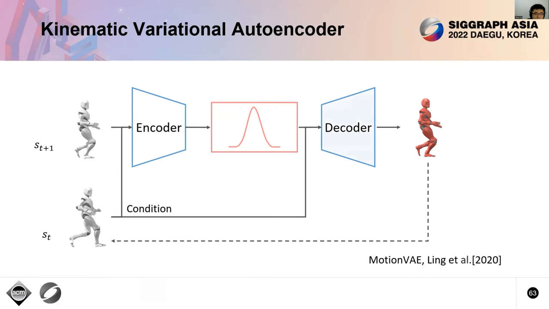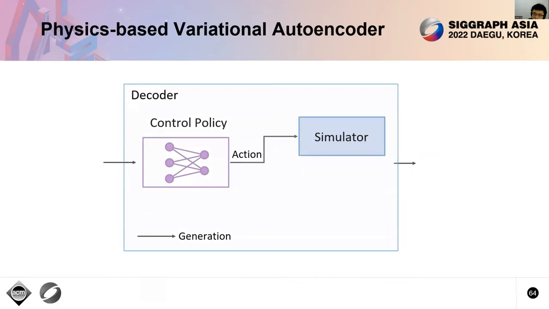If we take this encoder, we can think about how to convert this process into a physics-based method. The kinematic-based method creates the next pose by directly using that network to compute the next pose. But for the physics-based method, the problem is a little bit more complicated. We need to use the control policy to compute an action and use that action to drive the character in the simulator to compute the next states.